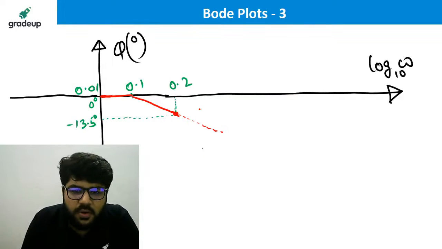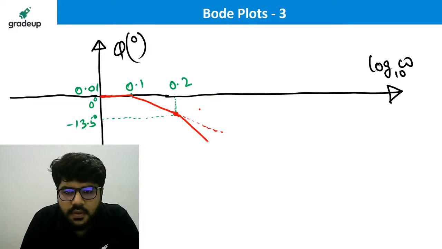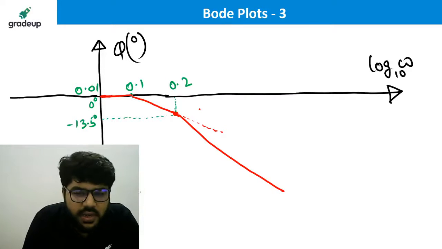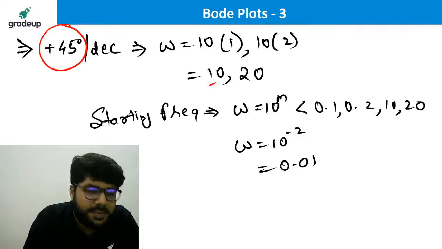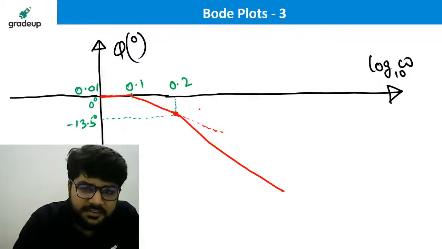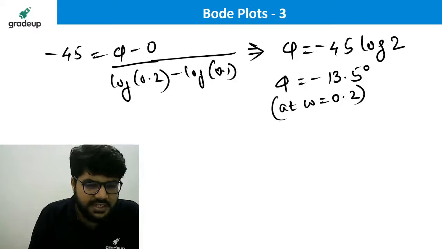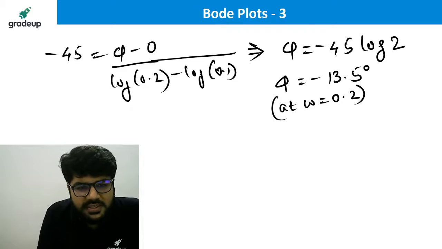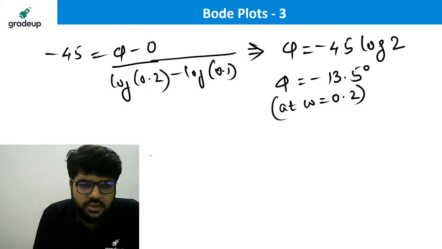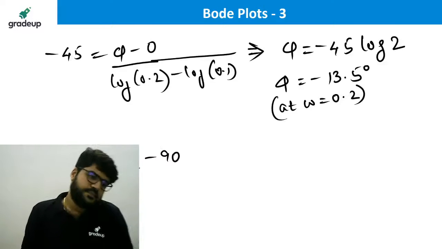Up to where will this go? This will go to the next slope change point, that is 10, and here the slope will change by plus 45. So what is the phase at omega equal to 10? First calculate that. The slope is minus 90.